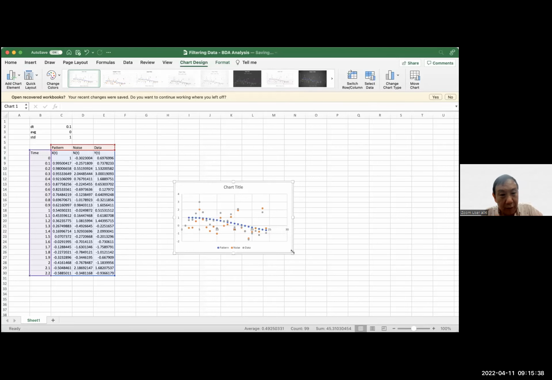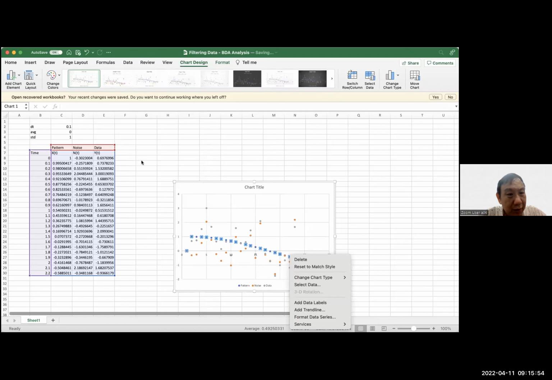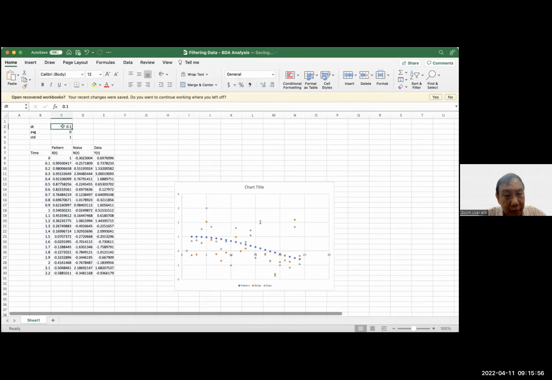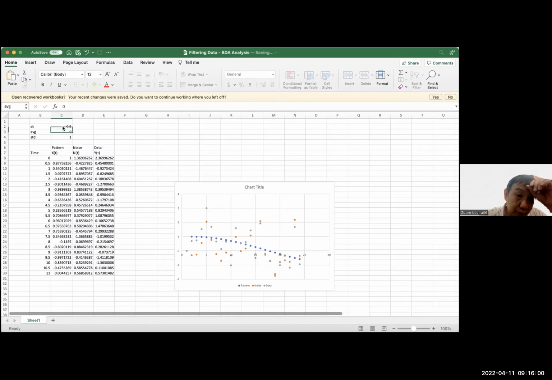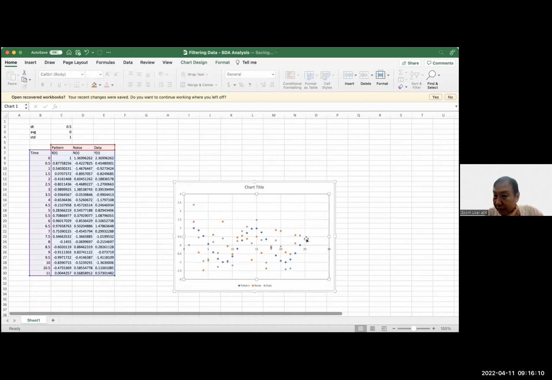Okay, so this happened because you can see the pattern, the blue part, right? If you want to get better, you can change the dt because your data is not so much. So say 0.5, for example. Can you see the pattern? Starting to create a curve, right?